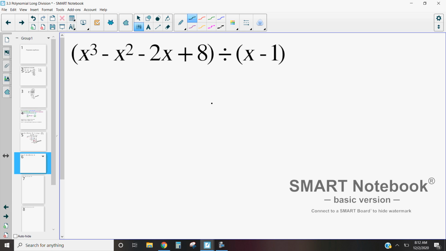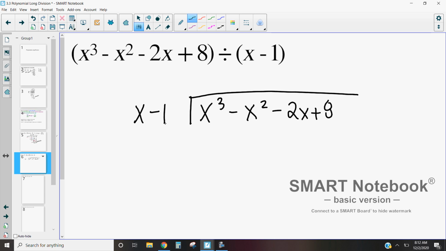Let's take a look at this one. So we've got x cubed minus x squared minus 2x plus 8. So let's go ahead and do our division here. I need to ask myself, what number do I need to multiply x by to get x cubed? Well, that's going to be x squared. So I'm going to write x squared. Now I need to take this term and multiply by x squared to get x cubed, and this term and multiply by x squared to get negative x squared. And then remember, we're going to change the signs on these.